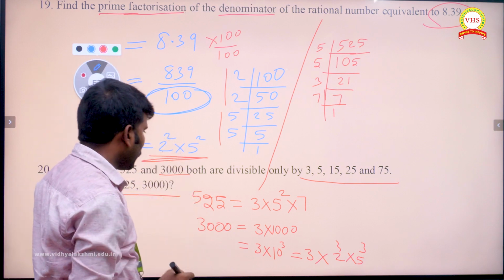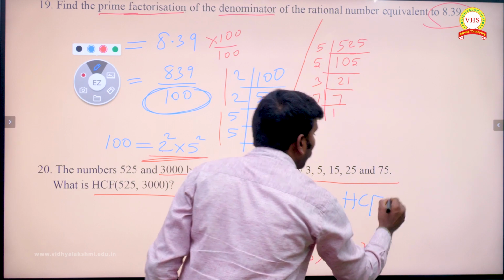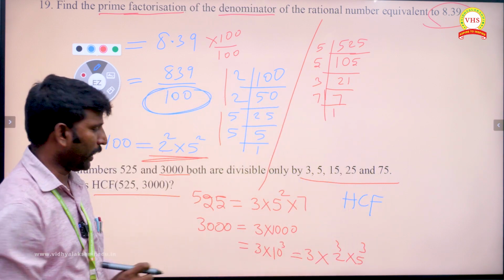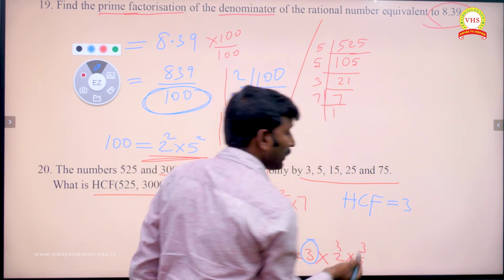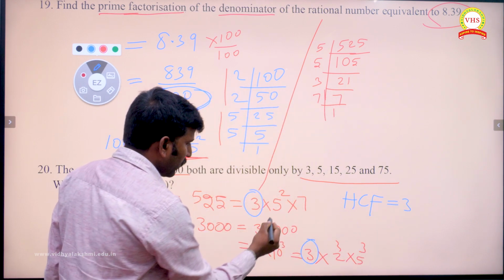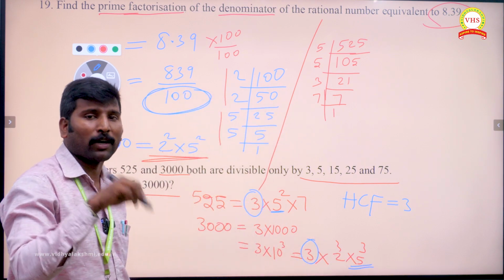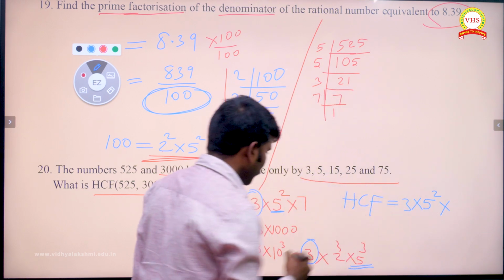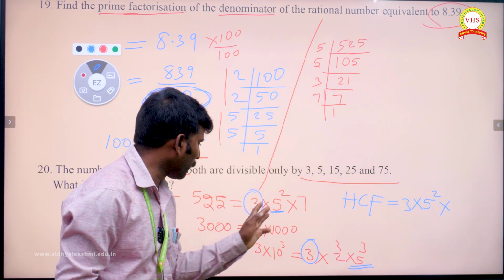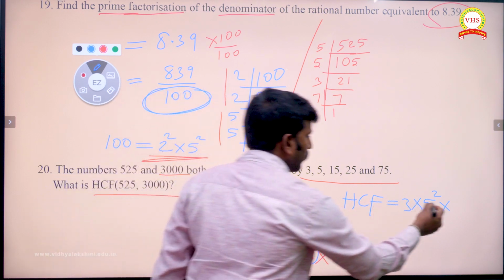Now we will see, here we have to find the HCF. HCF means the common factors; we have to take the common ones. There is a 3 here, and also a 3 there, so you take 3 first. Other than that, there is 5 power 2 and 5 power 3. We have to take the least power when it is common, so the least power is 5 power 2, multiply. Anything else? There is no other common factor. 2 is not there in 525, and 7 is not there in 3000. You leave those out.